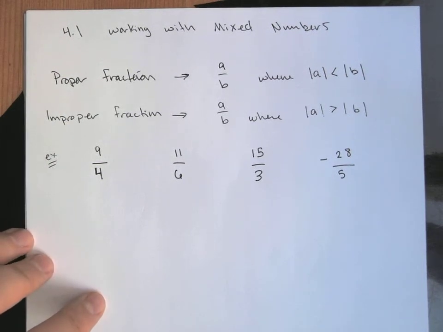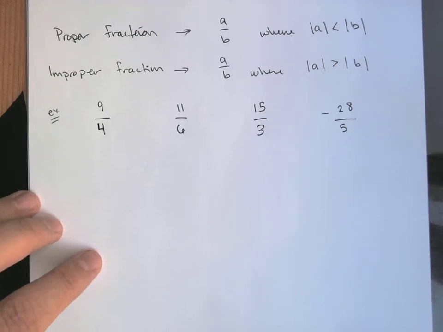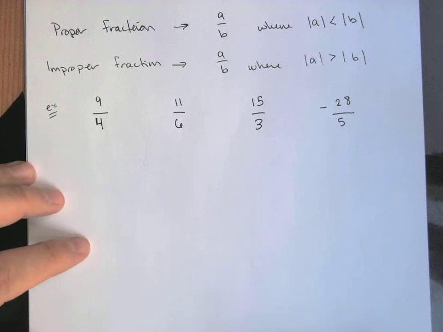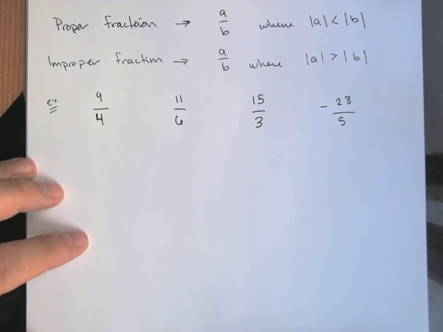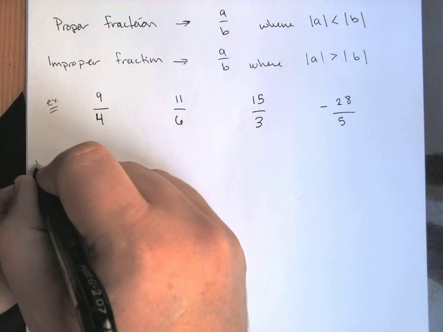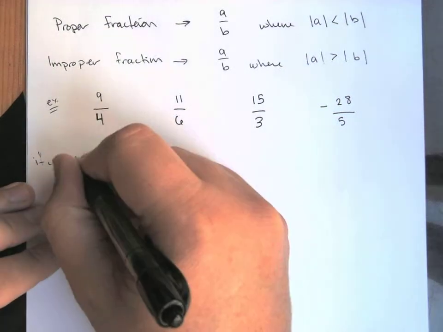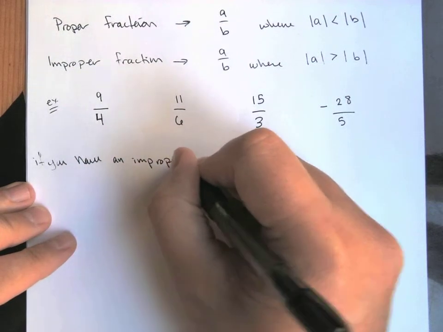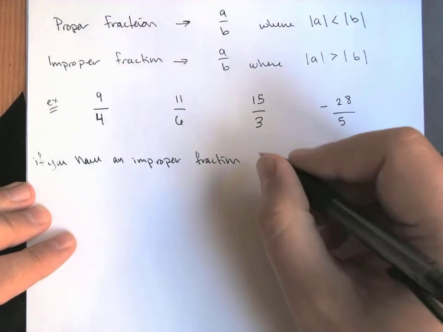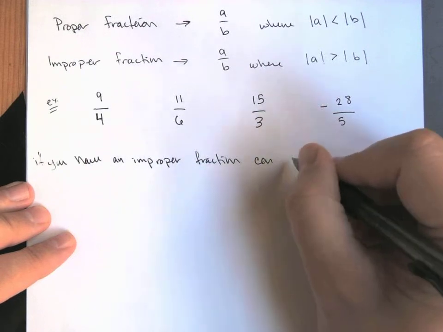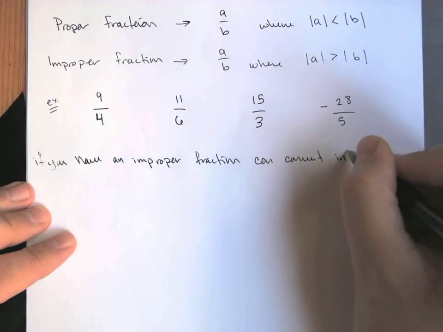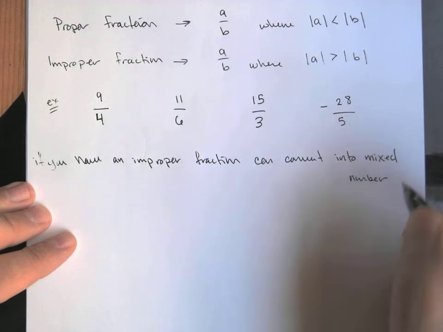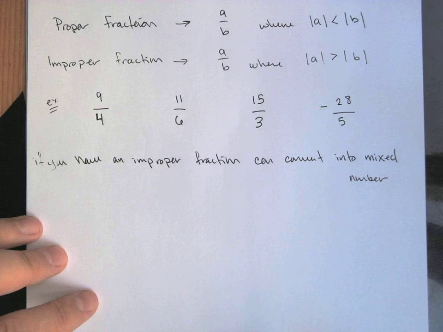So, okay, what the heck can we do with those? Well, in some sense, you can just leave them, and sometimes you're going to need to leave them, or you're actually going to need to have your values in that form to be able to do good math things with them. But if you have an improper fraction, you can convert it into what we call a mixed number. And so a mixed number is essentially a combination of a whole number and a fraction.